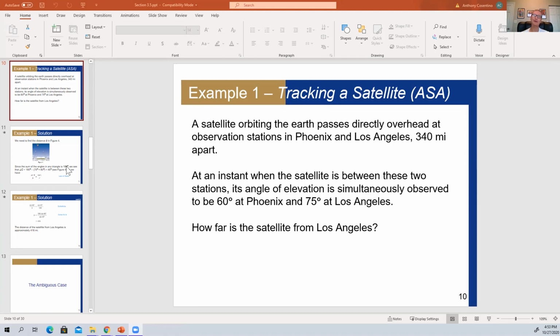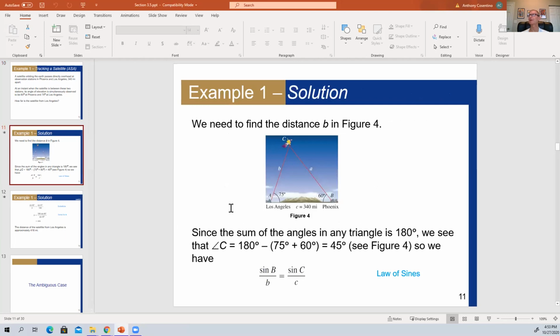So I'm going to use the PowerPoint because it has prettier slides here. But you can see the satellite's up here, right? You can see the distance from LA to Phoenix is 340. So again, you have to label these. And it doesn't matter where A, B, and C are. But remember, angle A is always opposite side A. Angle B is always opposite side B. And angle C is always opposite side C. So we labeled this one up here as C because the opposite side is the distance between Phoenix and Los Angeles. So it's easy to find angle C, right? 180 minus 75 minus 60, so that's 45 degrees.